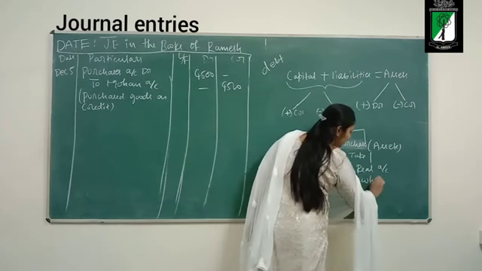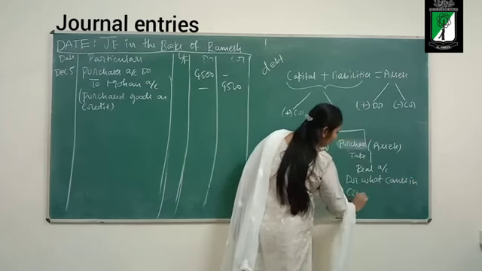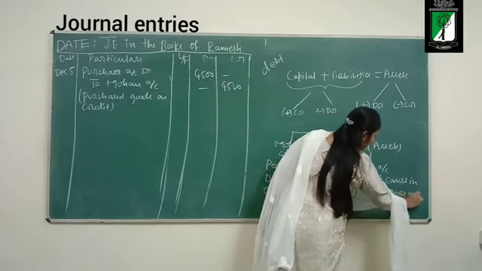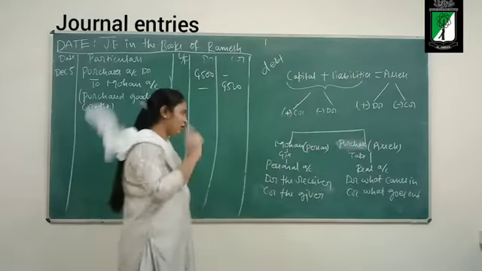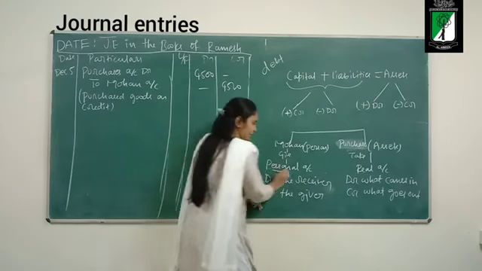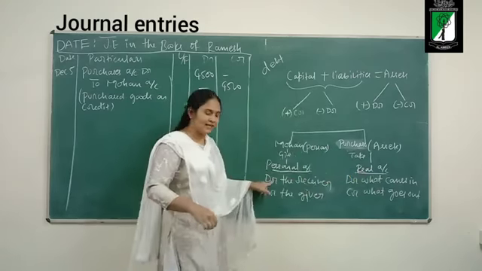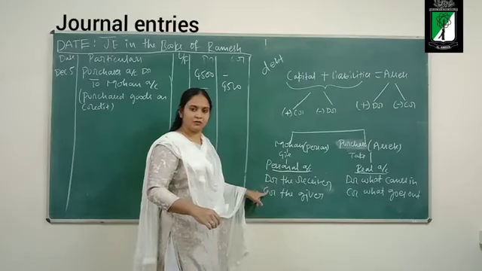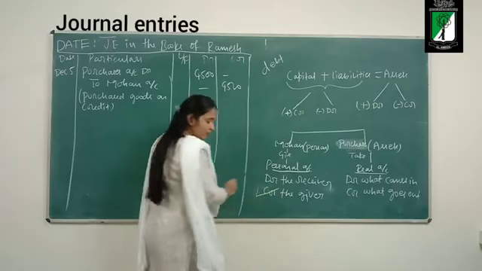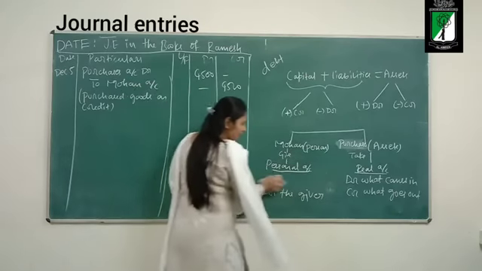What does real account tell? Debit what comes in, credit what goes out. Now, debit the receiver, credit the giver is the personal account rule. Mohan, is he receiving or giving? He is giving the goods or he is receiving the goods? He is giving. So I will credit Mohan.